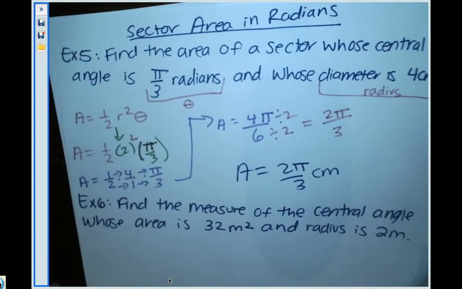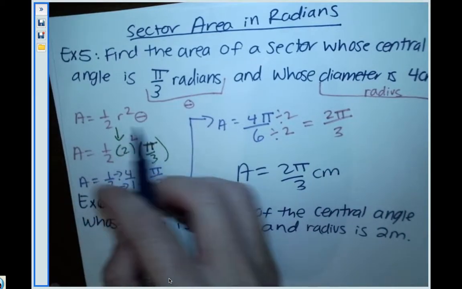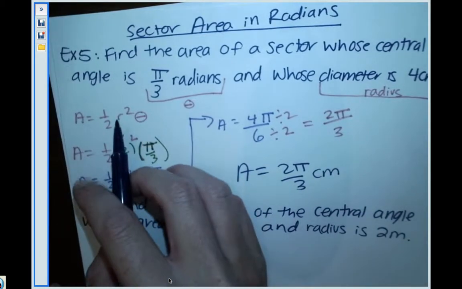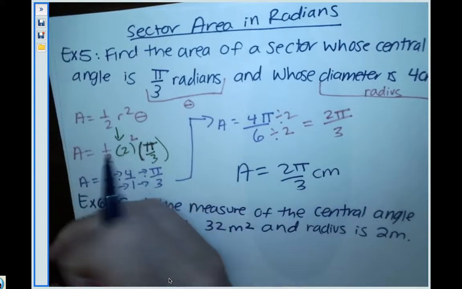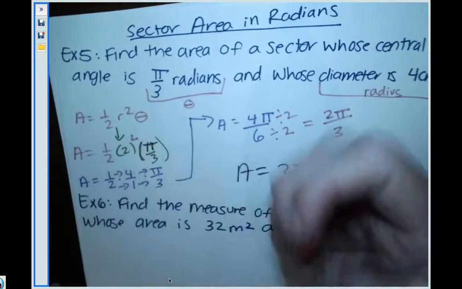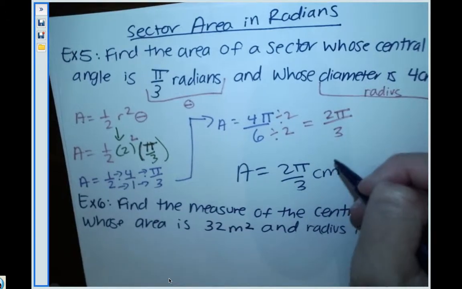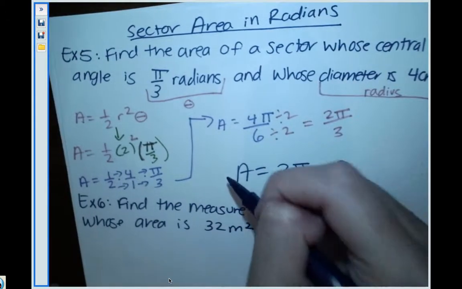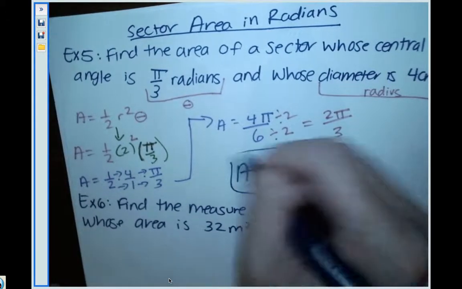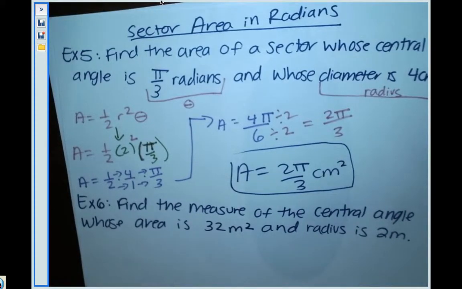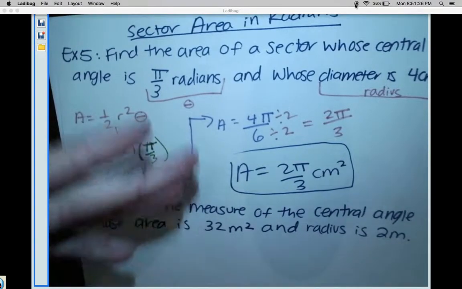And don't forget, for an area, since we're dealing with 2 dimensions, the radius and the radius squared are really our dimensions. Radius times radius means we're in the second dimension. So it's going to be centimeters squared. And guess what? That problem is donezo. Bam.